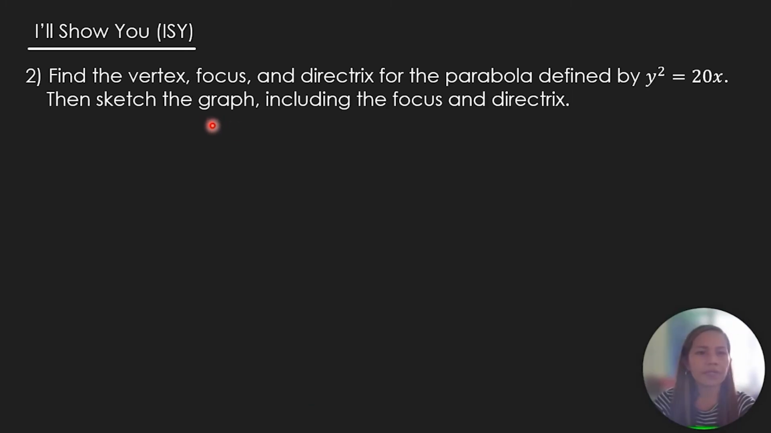Okay, we are now on our second example. And again, we need to find the vertex, the focus, and directrix for the parabola, which is defined by y squared equals 20x. Then we need to sketch the graph and include the focus and the directrix. So the same as our first example. Now this time we are in our y squared.